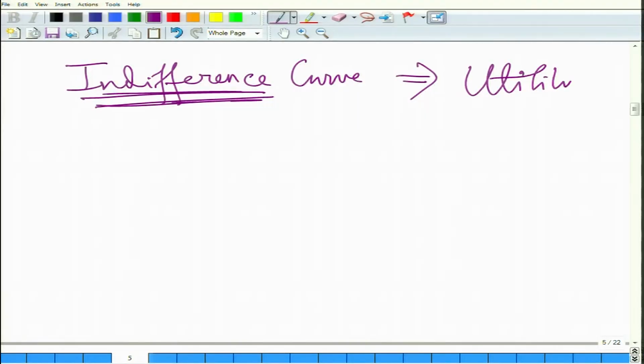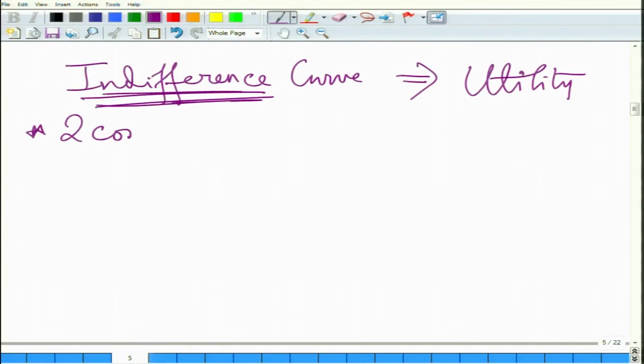When we are looking at indifference curve in terms of utility or satisfaction, indifference curve shows that particular curve where on each point of that curve there is no difference in terms of satisfaction. So the satisfaction level stays same in all the points of that indifference curve. In an indifference curve, it is generally a two commodity model.